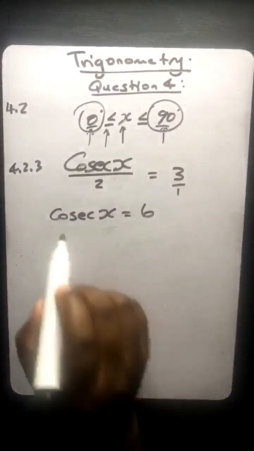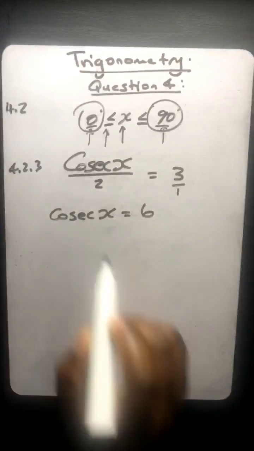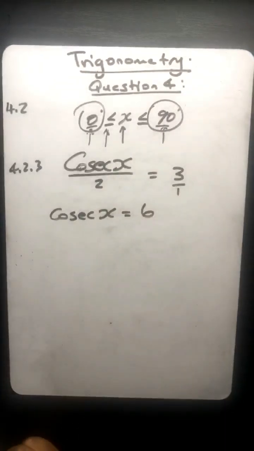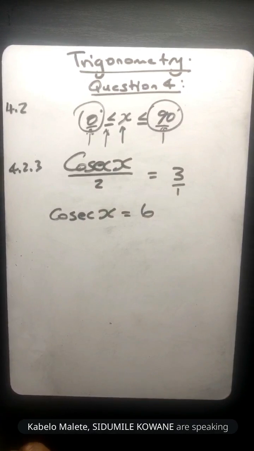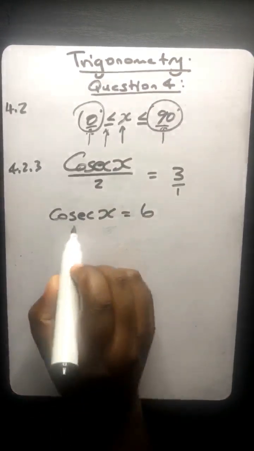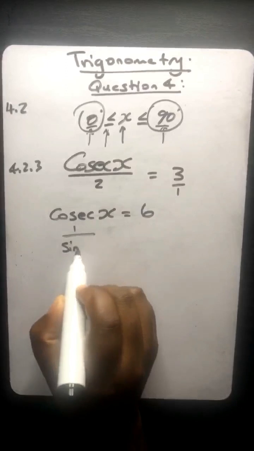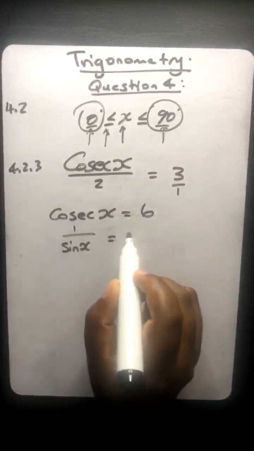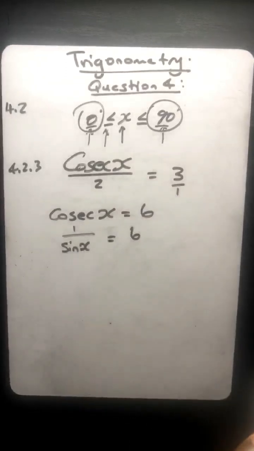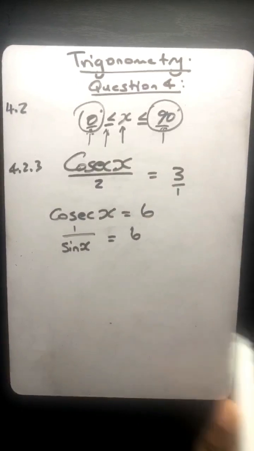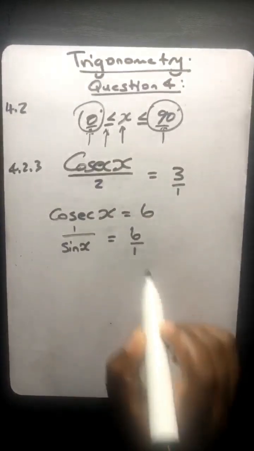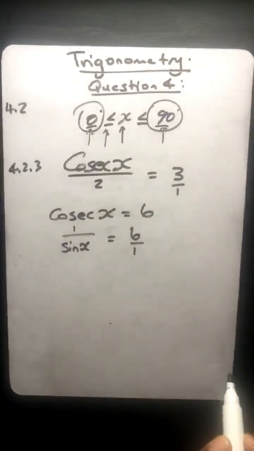So remember, who is the cousin of cosec? Anyone who can tell? Sine, sir. 100%, meaning we are having 1 over sine x, which equals 6. Remember, we don't want to be seeing fractions. That is why you are going to fractionalize this side. Why? Because you want to cross multiply.